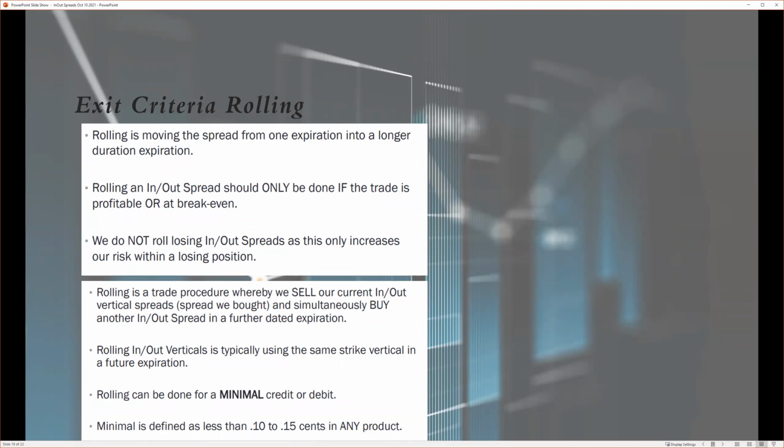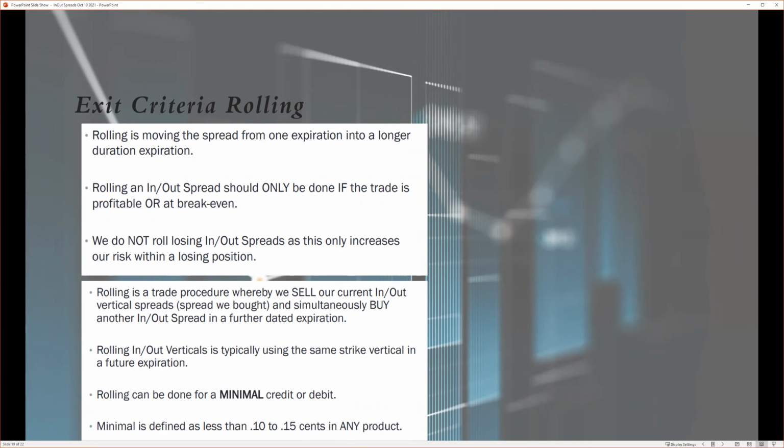Or it has to be for a very small debit or even a credit, right? So rolling, moving the spread on expiration to a longer duration expiration. Rolling an in and out spread should only be done if the trade is profitable or at break even. If it's red, no. If it's profitable but hasn't reached our 50-65%, we can roll it in order for us to buy some time and get that maximum or that target of profit that we're looking for.